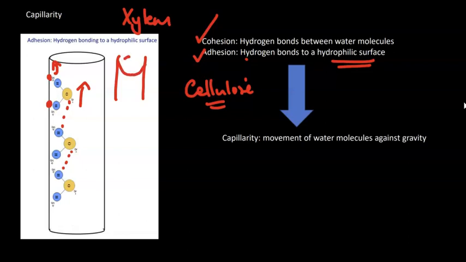So in this zone here, adhesion is pulling the water molecules up the surface of the capillary tube, and the other molecules are also being pulled up in that direction.